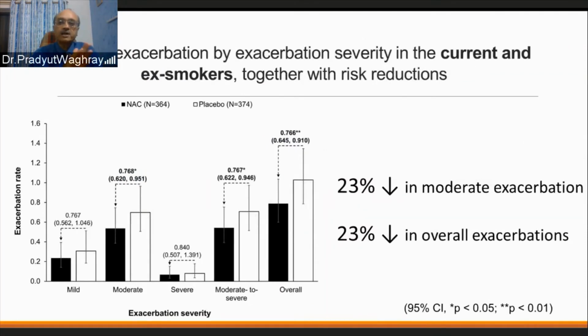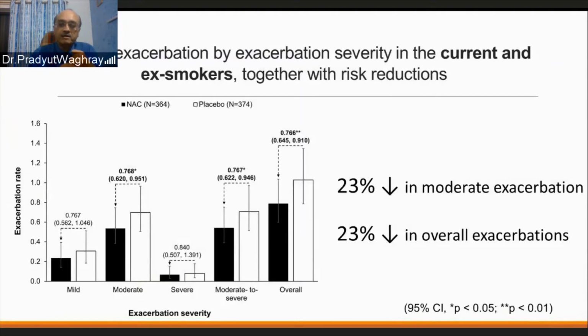Then it was also studied the rate of reduction of exacerbations in current and ex-smokers. Again the same, the black is the NAC group, the white is the placebo group, and it was shown that in moderate exacerbations, both in current and ex-smokers, there was a 23% reduction in exacerbations in the moderate exacerbation group and 23% reduction in overall exacerbations in both current and ex-smokers as well.